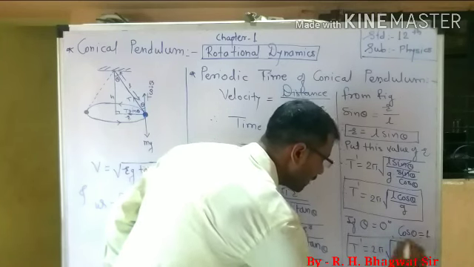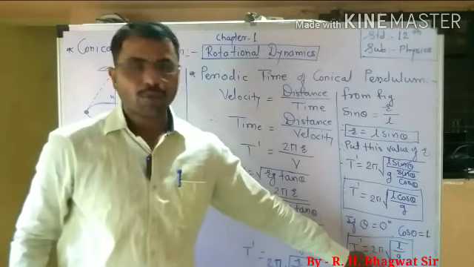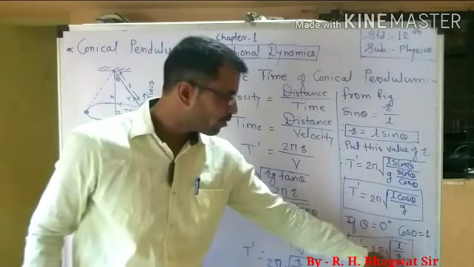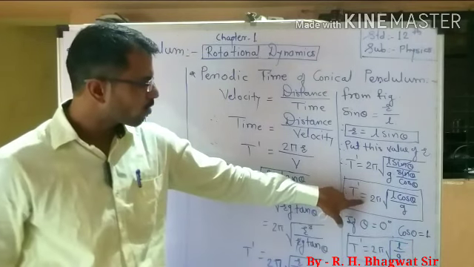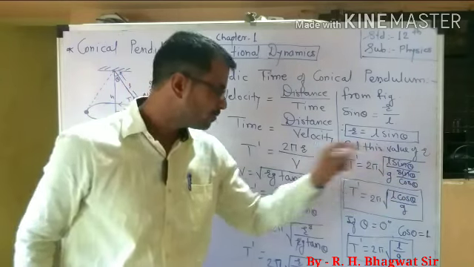This is the periodic time for the simple pendulum. T, the periodic time, is equal to 2 pi under root L upon g, and the periodic time for a conical pendulum is equal to 2 pi under root L cos theta divided by g.